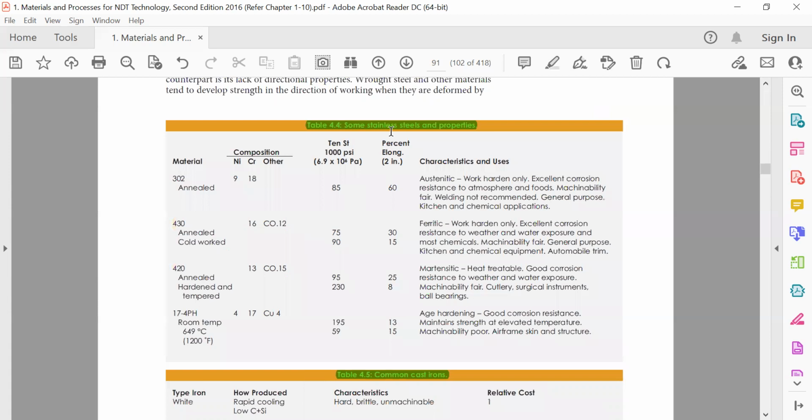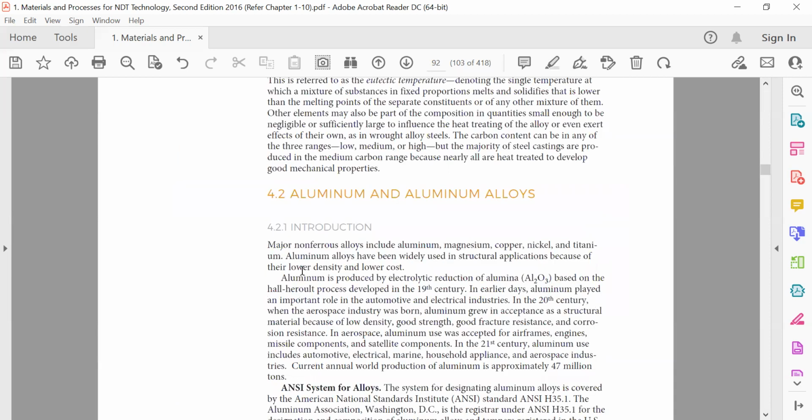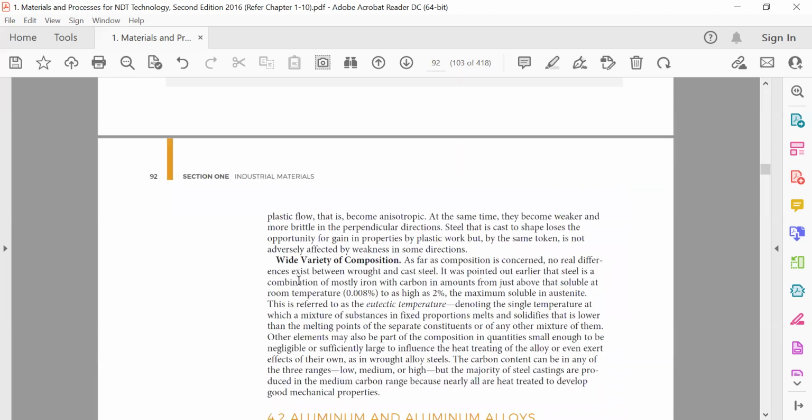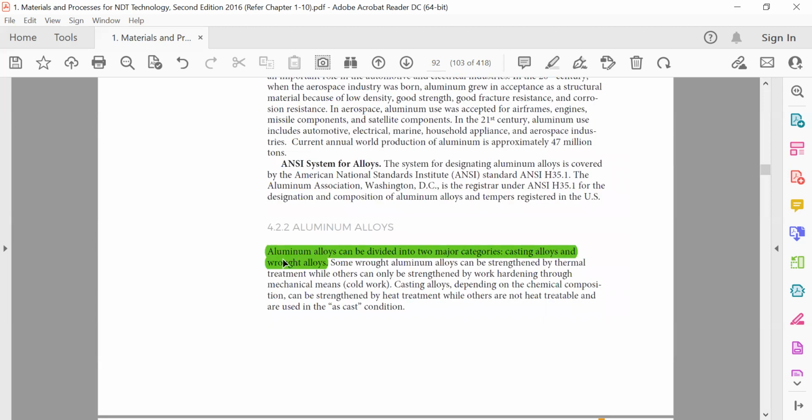Some tables of stainless steel and common cast irons: ductile, ladle addition; gray, slow cooling; high CSI; chilled, fast surface chill. Many things are there. We'll go through that when you have time. Aluminium alloys can be divided into two major categories, casting alloys and wrought alloys.